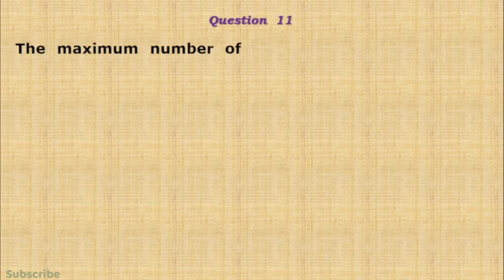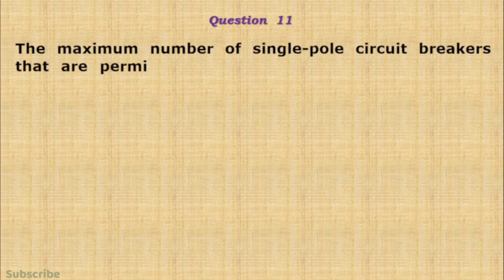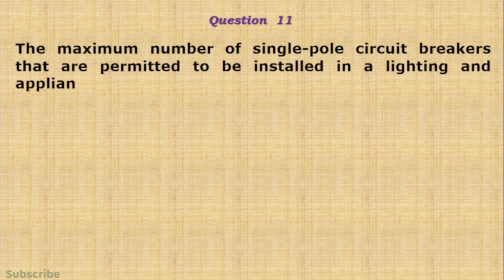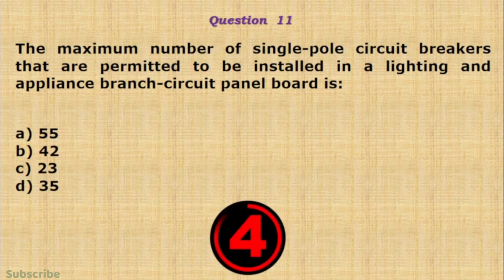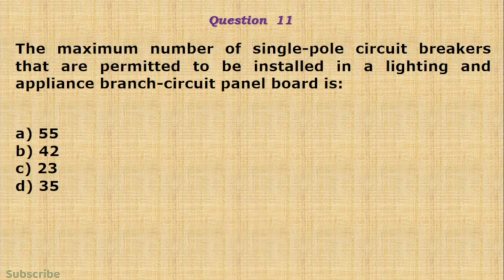Question number 11. The maximum number of single-pole circuit breakers that are permitted to be installed in a lighting and appliance branch circuit panel board is A. 55, B. 42, C. 23, D. 35. The correct answer is letter B, 42.